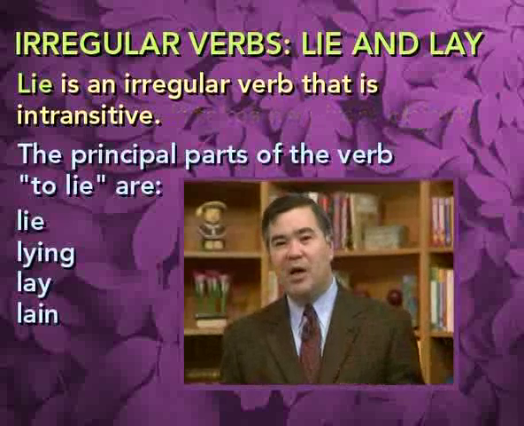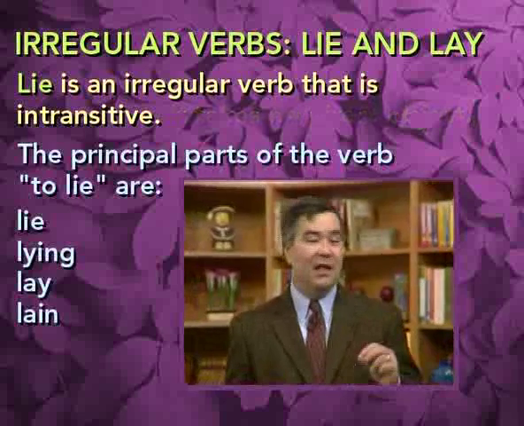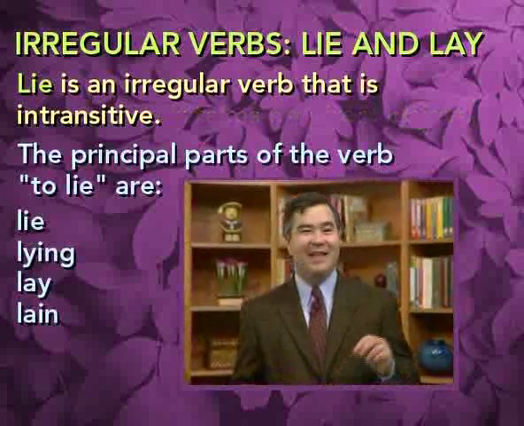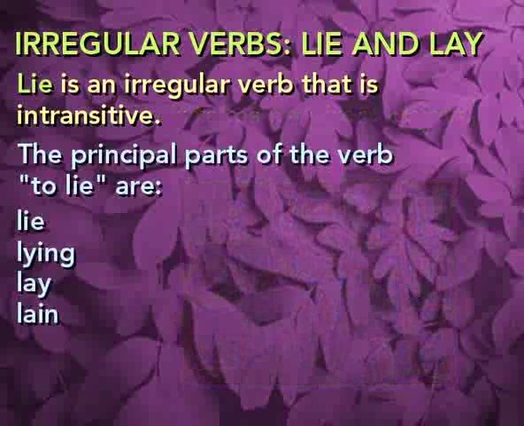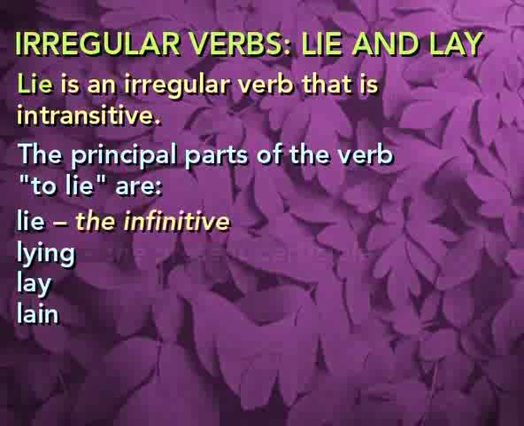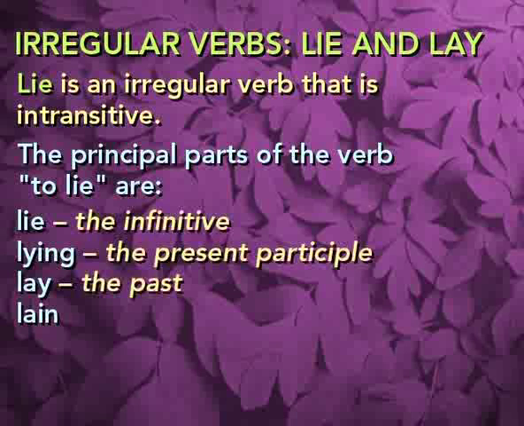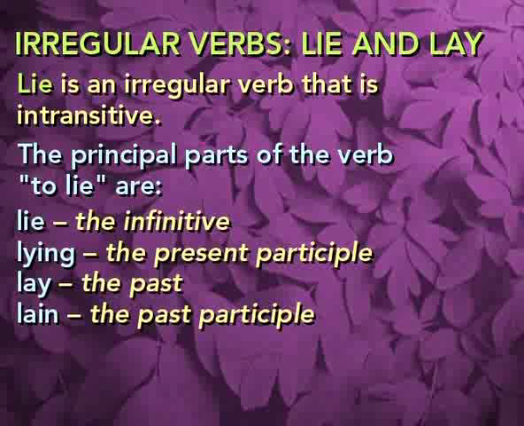The principal parts of the verb lie are lie, lying, lay, and lain. Lie is the present tense. Lying is the present participle. Lay is the past, and lain is the past participle. So lain is a form of the verb that would always be used with a helping verb.